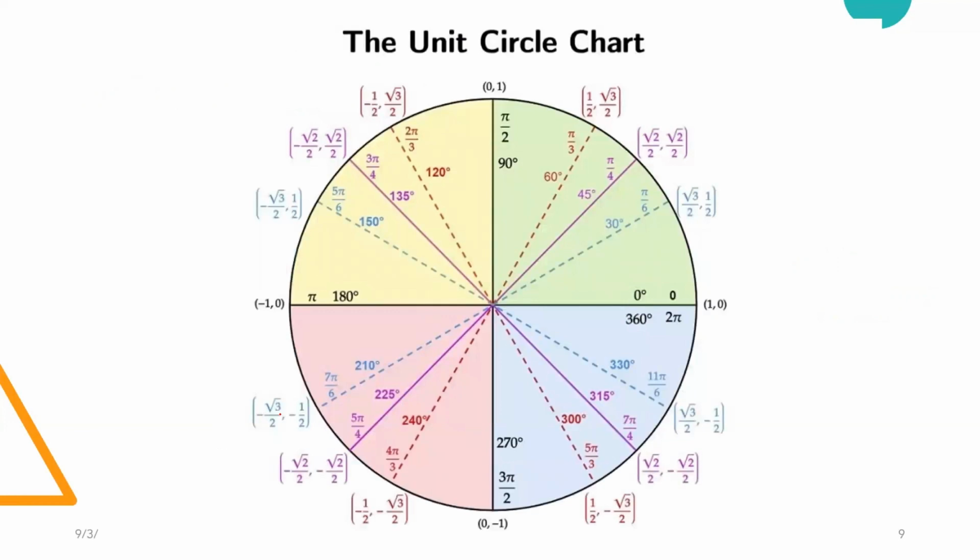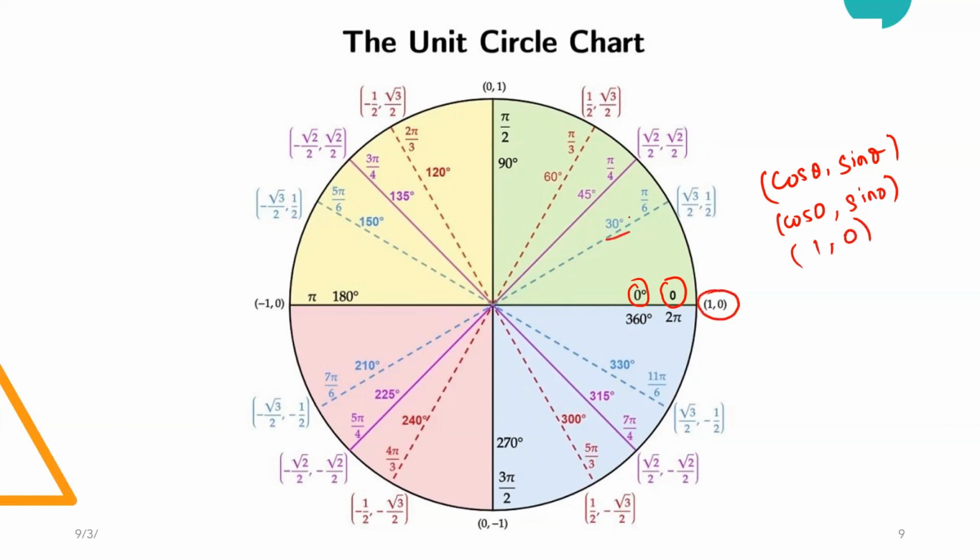So this is the unit circle chart. So we know that every point on this unit circle has the coordinate cos theta, sine theta. Since we know the values for theta, let's substitute it. So when theta is equal to 0 degree, cos 0 is 1 and sine 0 is 0. So the coordinate is 1, 0.